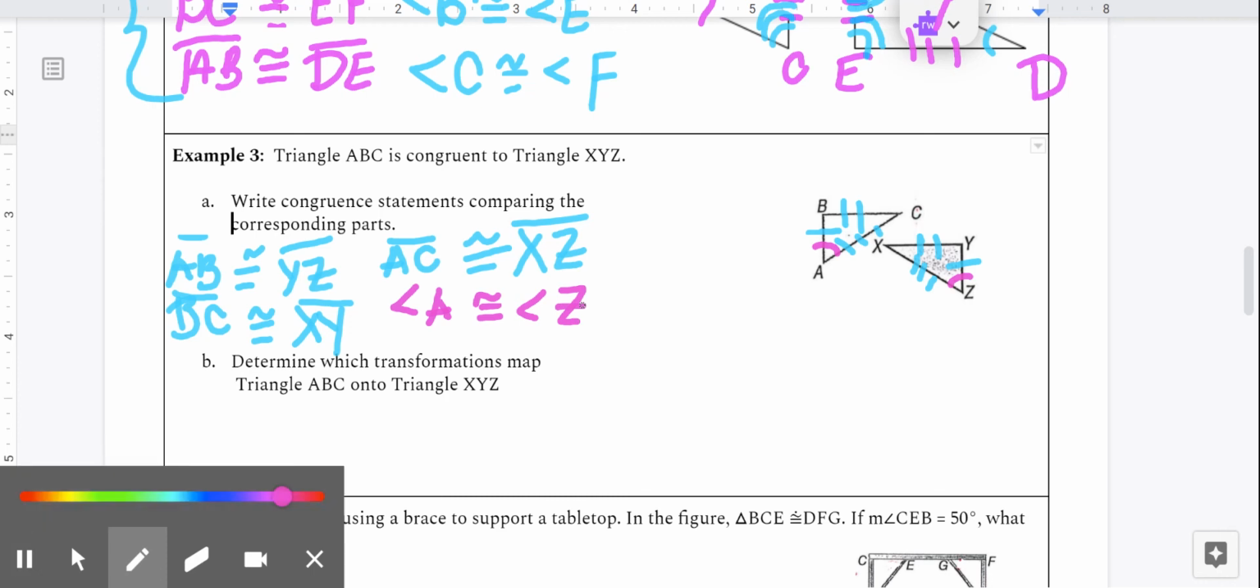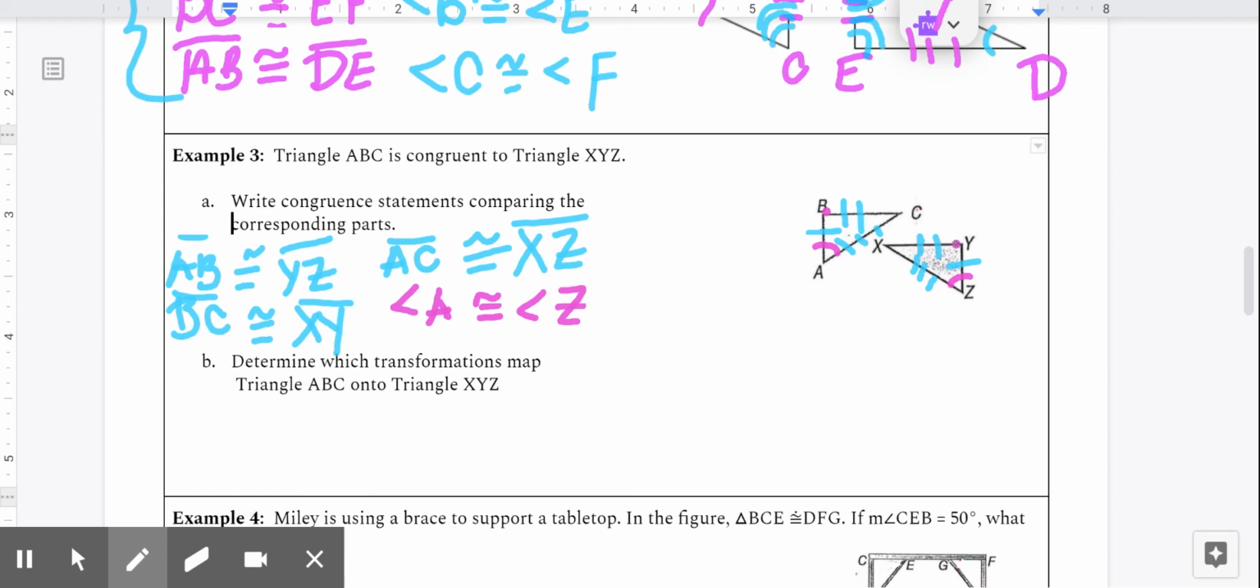Then for our next one, we can see angles B and Y. I'm not drawing my arcs in there, so I'm a little bit out of room here. So angle B, that right angle, is congruent to the other right angle in the other figure, which is angle Y. And our last set there, angle C, would be congruent to angle X. So we've got all of our congruency statements there for all of the sides and the angles. That's all of our corresponding parts.